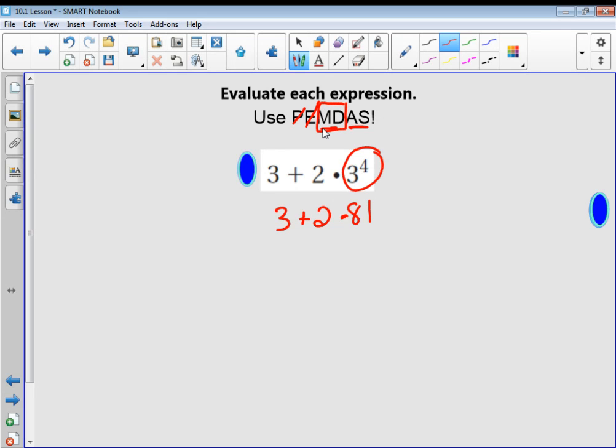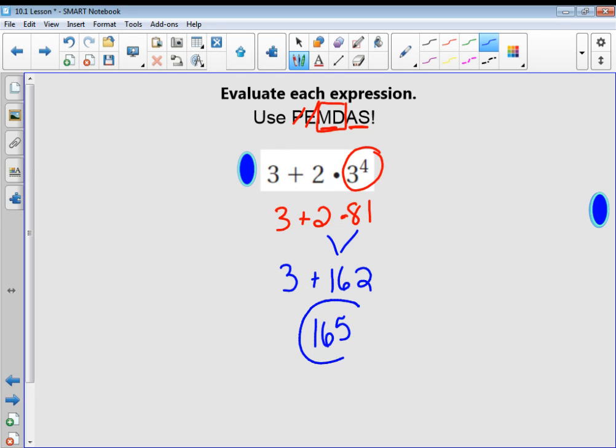Now this is where we tend to have kids make mistakes because once they get rid of those exponents, they think, oh, I need to work left to right. Remember, you have to work step by step. So do I have any multiplying or dividing? Yes, I do right here. So I'm going to take my 81 times 2, and that gives me 162. And now I'll bring down that 3 and that plus sign. So now when I add those together, I get 165.